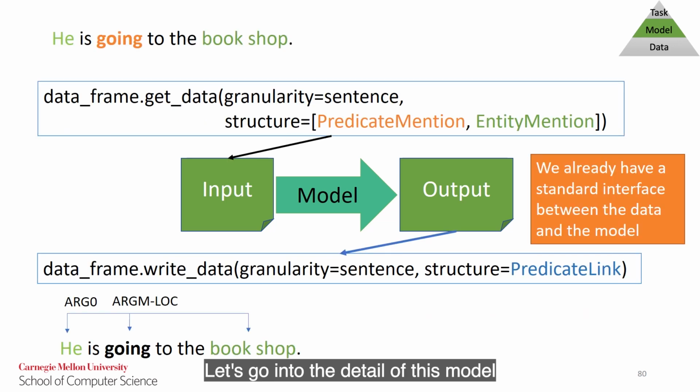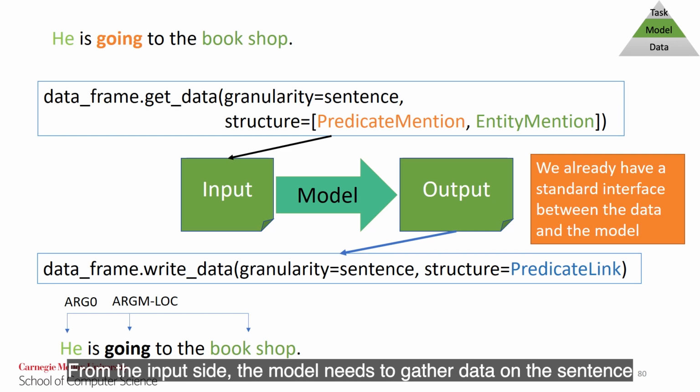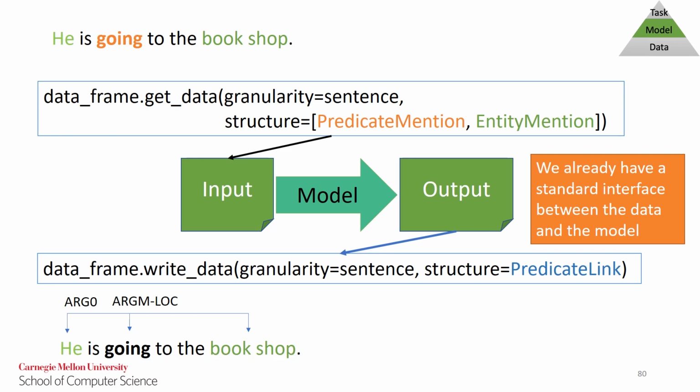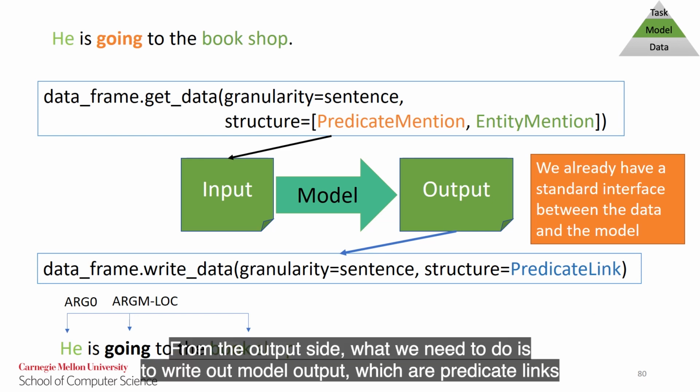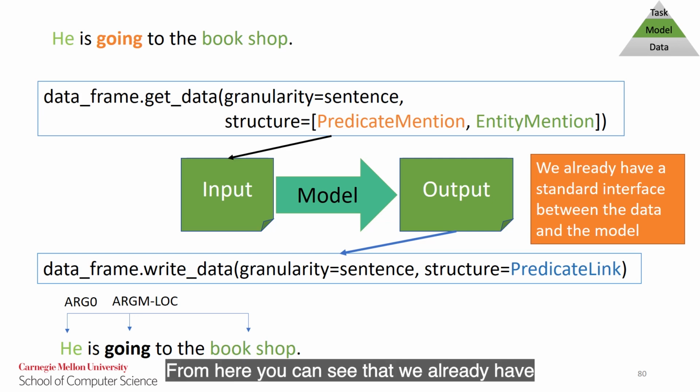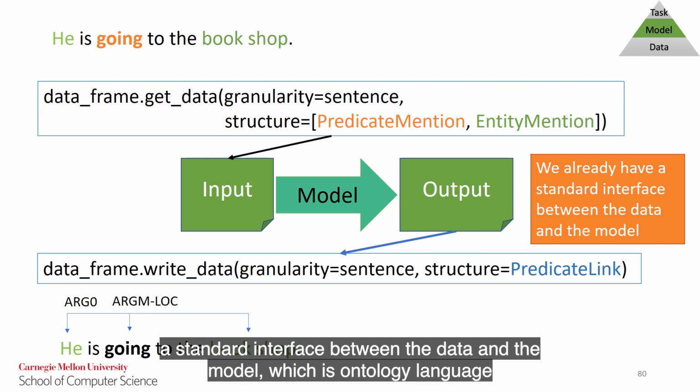Let's go into the detail of this model. From the input side, the model needs to get the data from the sentence, including the predicate mention and entity mention. On the output side, what we need to do is to write out the model output, which are the predicate links. From here, you can see that we already have a standard interface between the data and the model, which is the ontology language.